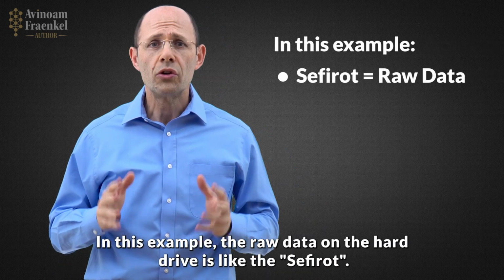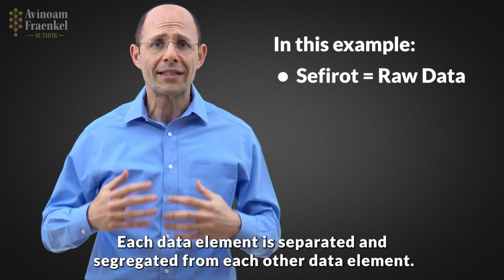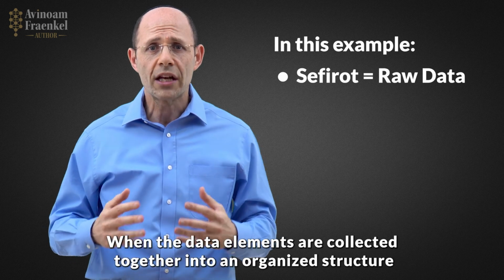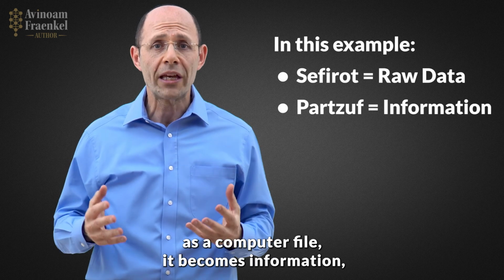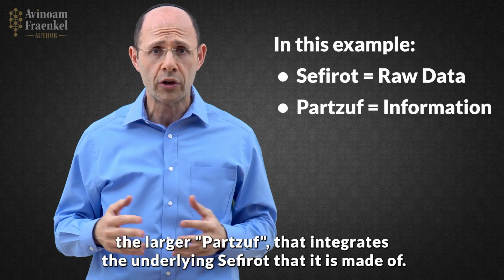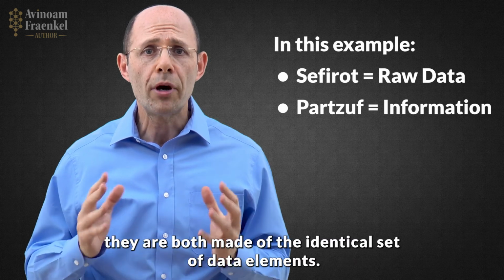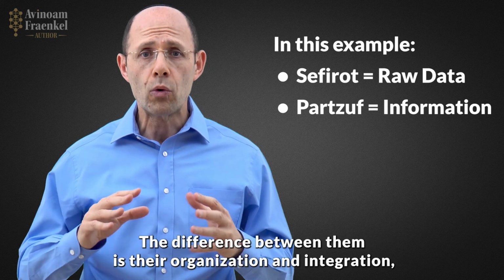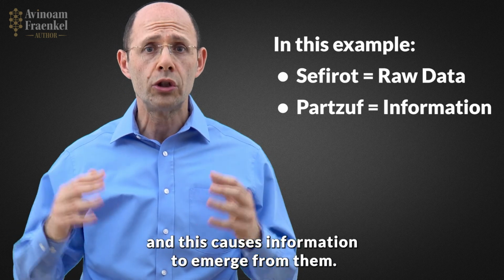In this example, the raw data on the hard drive is like the Sefirot. Each data element is separated and segregated from each other data element. When the data elements are collected together into an organized structure as a computer file, it becomes information, the larger Partzuf that integrates the underlying Sefirot that it is made of. In essence, the Sefirot and Partzuf are identical. They are both made of the identical set of data elements. The difference between them is their organization and integration, and this causes information to emerge from them.